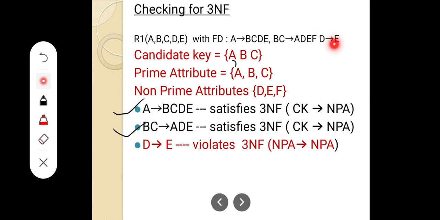Next, we'll take D determines E. What is happening in D determines E? Is D a super key or a candidate key? No, D is a non-prime attribute. A non-prime attribute determining a non-prime attribute cannot be considered in 3NF, so it is violating. So this table is not in 3NF, and this R1 has to be decomposed again. What about R2?